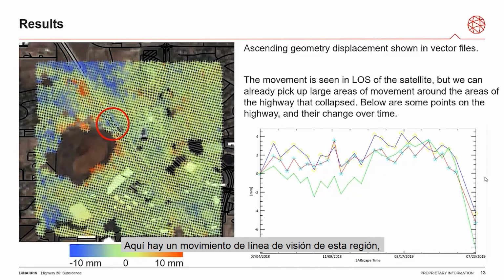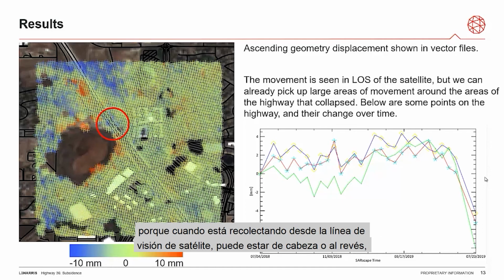So here is a line of sight movement of this region, and I should let it be stated that you also need to geocode your imagery afterwards, because when you're collecting from satellite line of sight, it can be upside down and backwards, and so it will be geocoded to be georeferenced to the proper frame of reference.